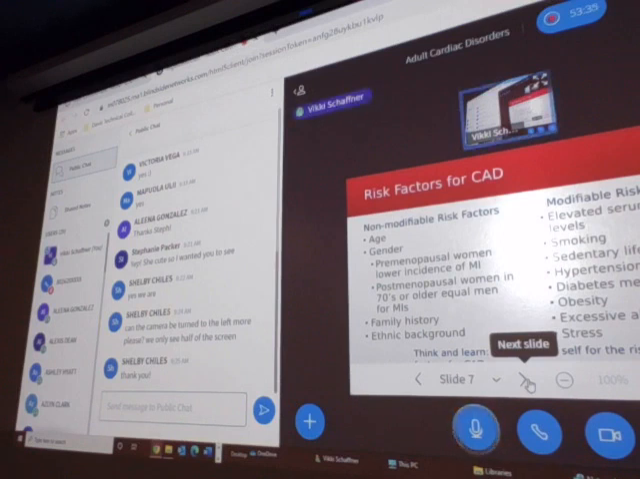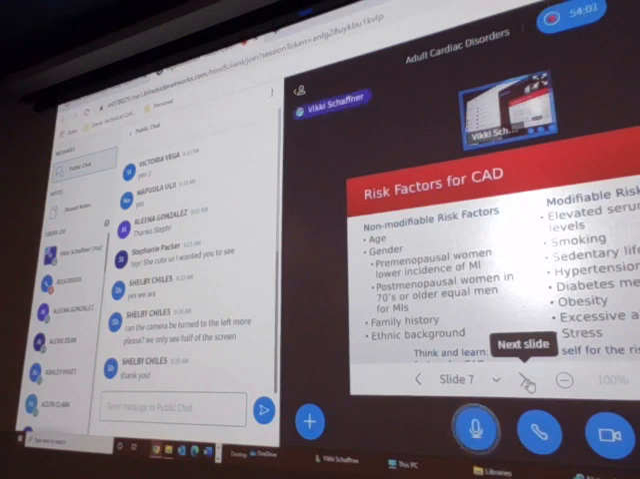But there are things that can be changed. These are modifiable risk factors. So if you were to see modifiable versus non-modifiable somewhere in the future, you've got to recognize that you're looking at options of things that can be changed versus things that cannot be changed.